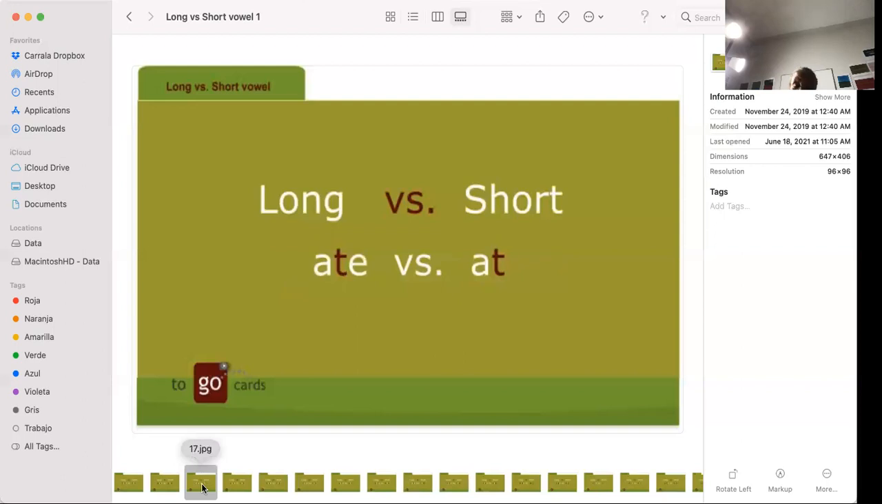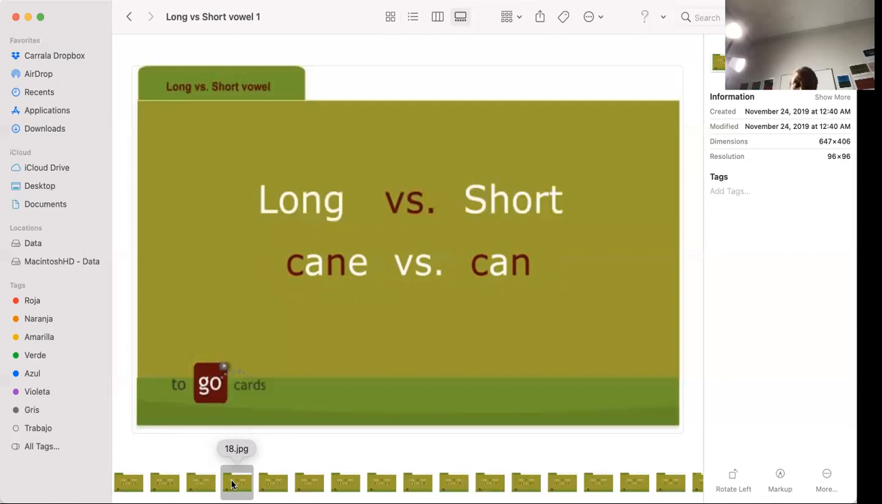Ate, at. Ate, the past tense of the verb to eat, important. At, very important. These are basic words in the English language. This is the past tense of the verb to eat, and the preposition at, which has a lot of different meanings in English. Cane, can. Can is important, but can is super important.